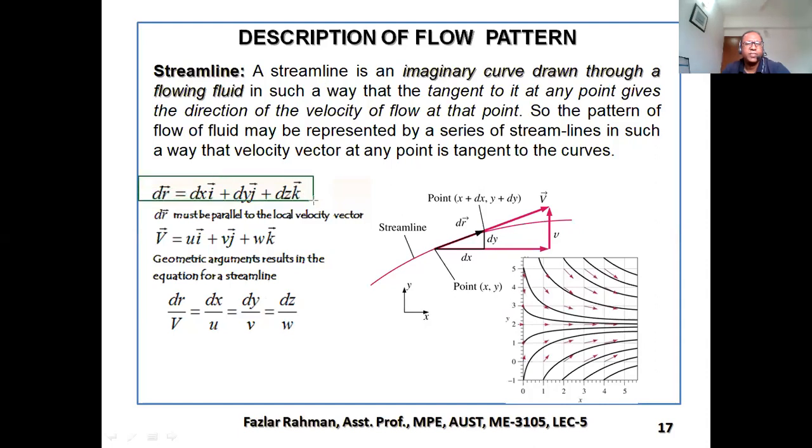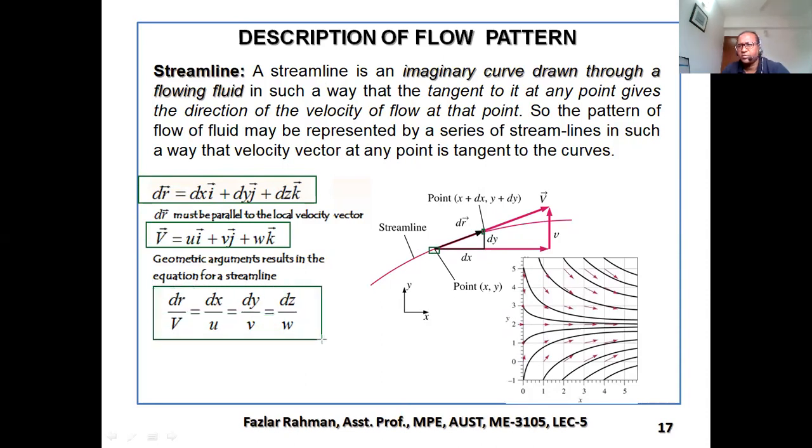This is the vector, that means the distance traveled by a fluid element from point A to B, from one point to another point, moving along this direction. And if the velocity of the fluid element is this one, then how can you figure out what condition will be satisfied? It will satisfy this condition. Okay.